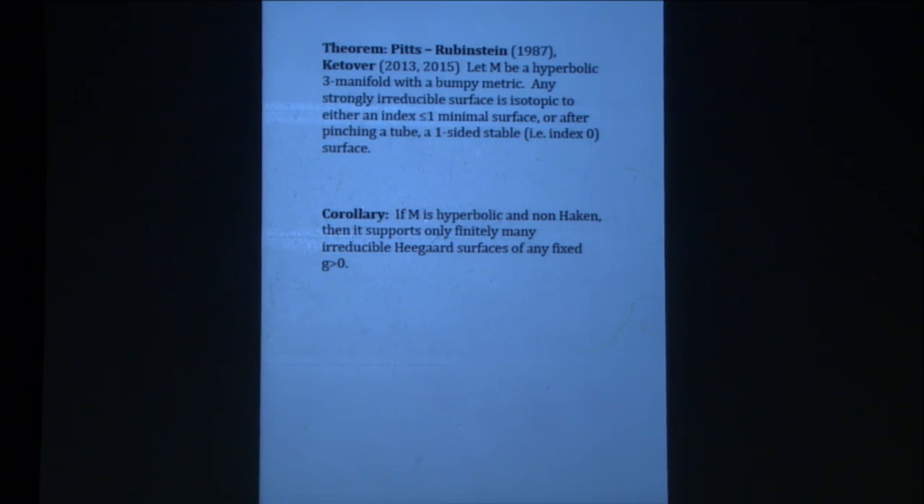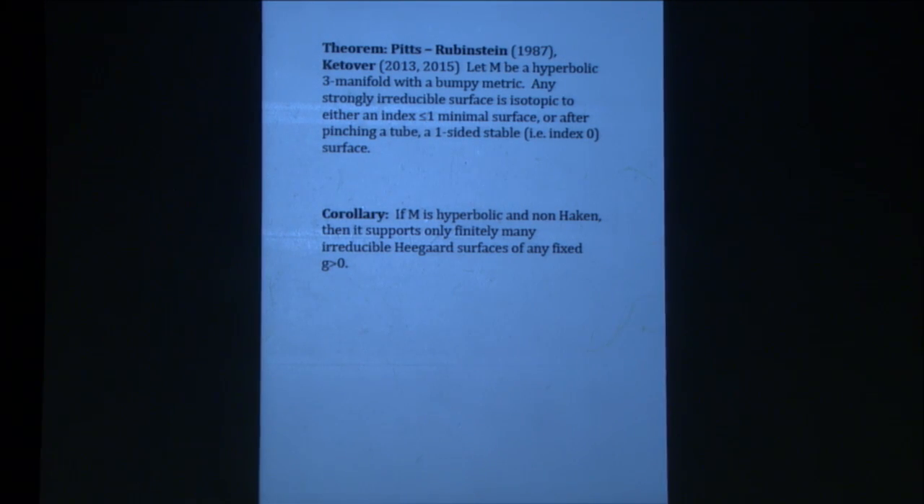As a matter of disclosure, unfortunately Pitts and Rubinstein never wrote down their proof, and Dan Ketover in the last couple of years has proven this statement modulo the index bound.